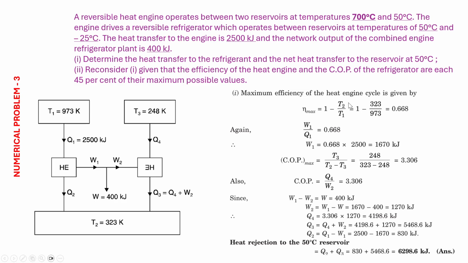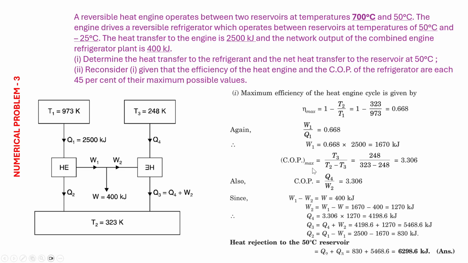So based on the given data, we substitute the given data sets to obtain the maximum efficiency as 0.668. Now we equate this 0.668 with the general efficiency formula W1 by Q1, where Q1 is also provided. On rearranging this equation, the value of W1 can be obtained. Similarly, for a refrigerator also, there are two types of COP formula.